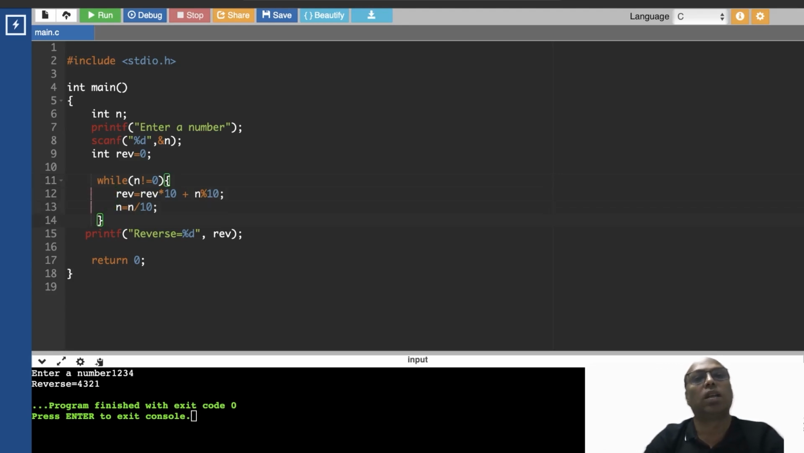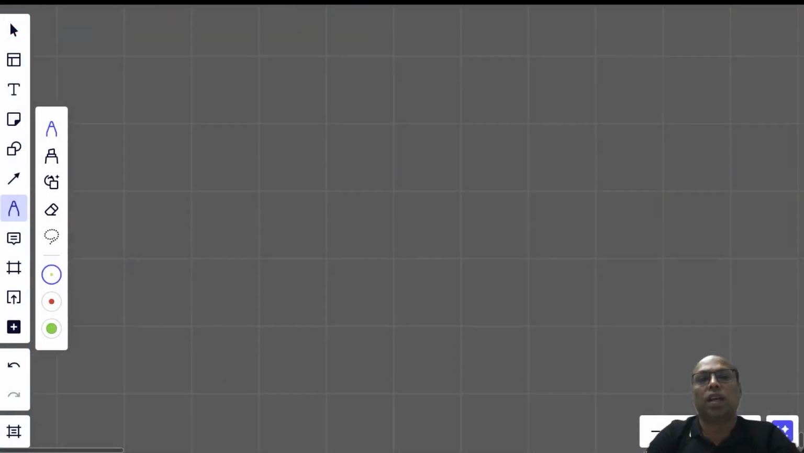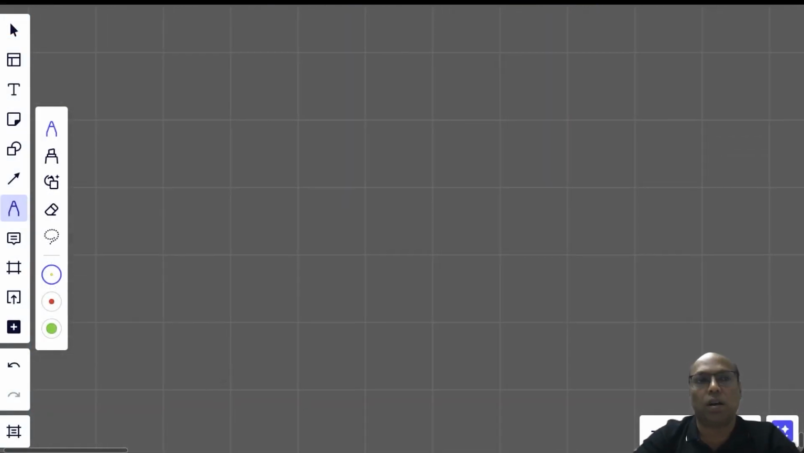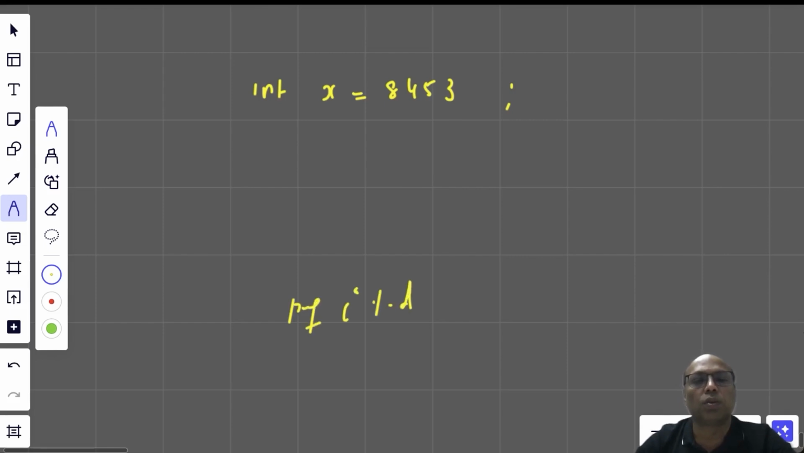Now let's give another problem. I am going to give you a number. You need to find the sum of the digits of the number. If I give you x is 8453, you need to give me the sum of the digits of this number. How many digits are there? I do not know. You need to give me the sum of the digits. So if I print the sum, I need to print the sum. The sum should be 20 in this case, correct?